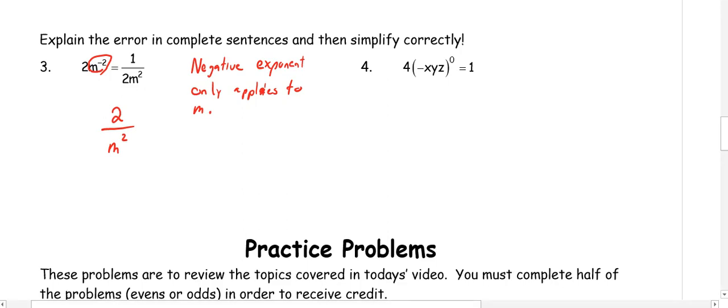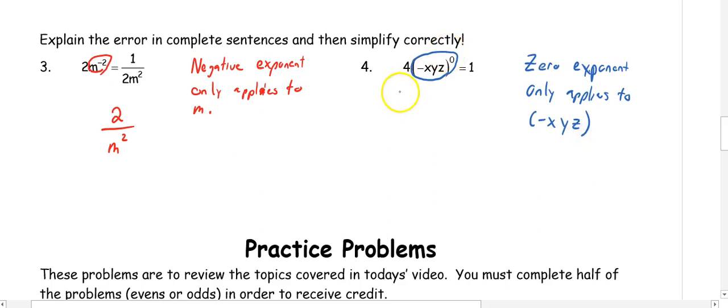In number 4, we have 4 parentheses negative xyz to the 0 equals 1. So the error here is that this 0 exponent should only apply to the parentheses. So the 0 exponent only applies to the negative xyz that's in the parentheses. So this is really 4 times 1, which gets us a final answer of 4.